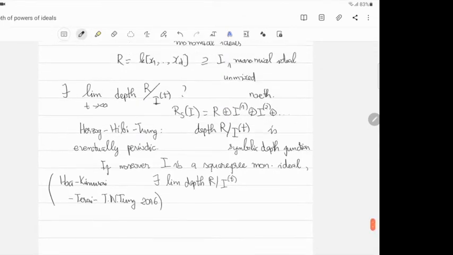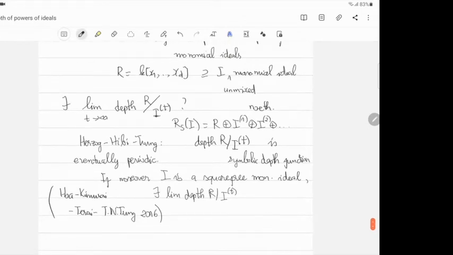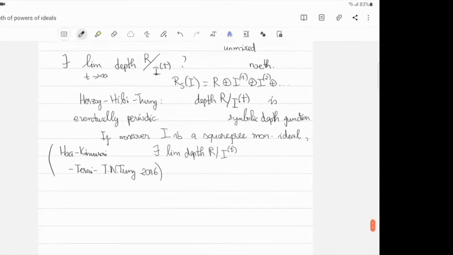So actually what we will do today is show that in general this limit need not exist, so the symbolic depth function can be really periodic. And what is the easiest example? You can easily show that if the symbolic depth function is zero at some point, then it would always be zero, if I is unmixed.